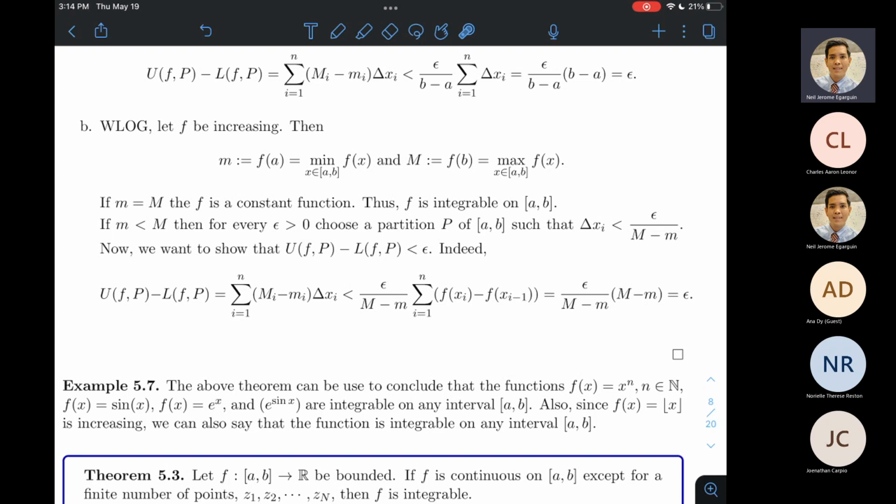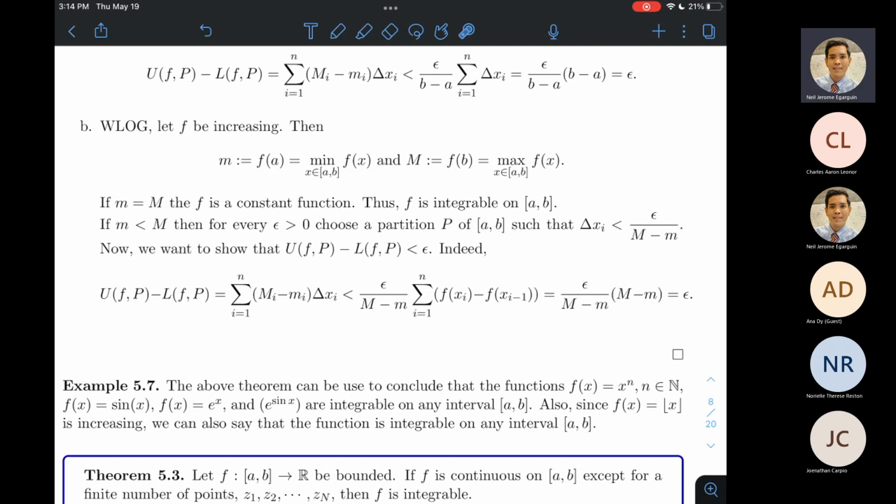Sayang. Okay. But anyway, so we need to define a partition inducer. And the text is telling me that, piliin mo yung partition inducer such that yung haba ng bawat subinterval ay hindi lalampas ng epsilon over capital M minus little m. And again, we'll be scratching our heads. Saan nanggaling yung over yung M minus m? That will appear later, okay?